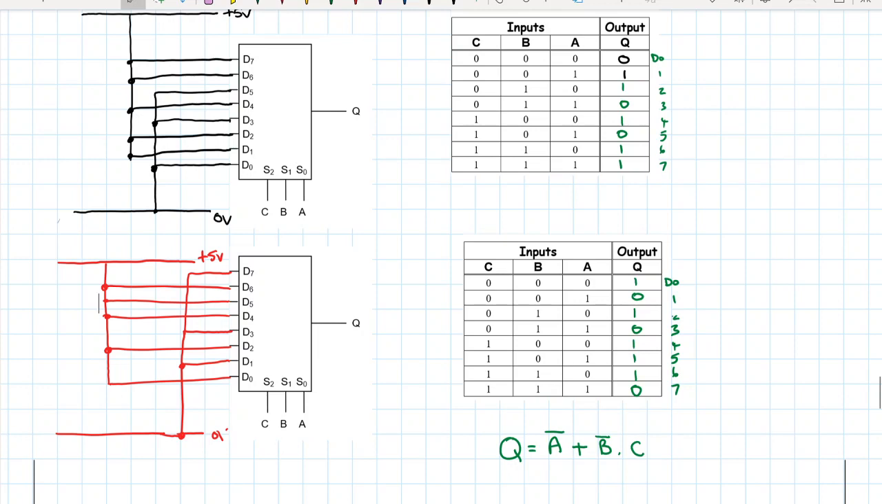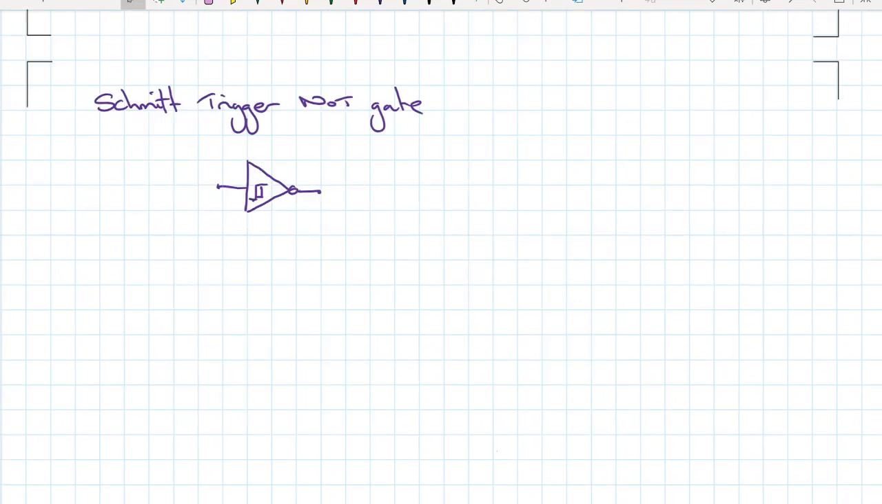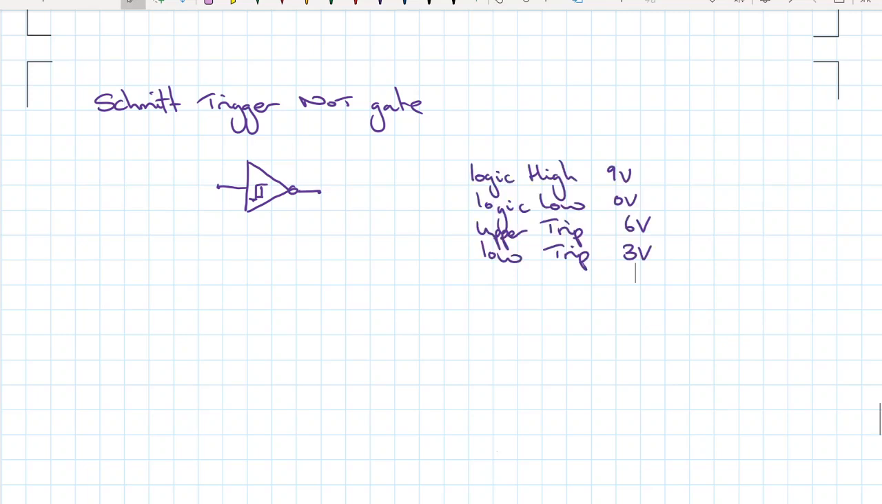So we're going to have a look at a Schmitt trigger NOT gate. So there's a symbol for it with our hysteresis loop in the middle. Okay, so it's a special type of logic gate. So instead of the trip points between logic high and logic low being halfway of the input 5 volts, we're given an upper trip point and a lower trip point. So let's give some information for this one. Logic high 9 volts, logic low 0 volts, and then we've got our trip points 6 volts and 3 volts. So if we draw a characteristic graph, what does it look like?